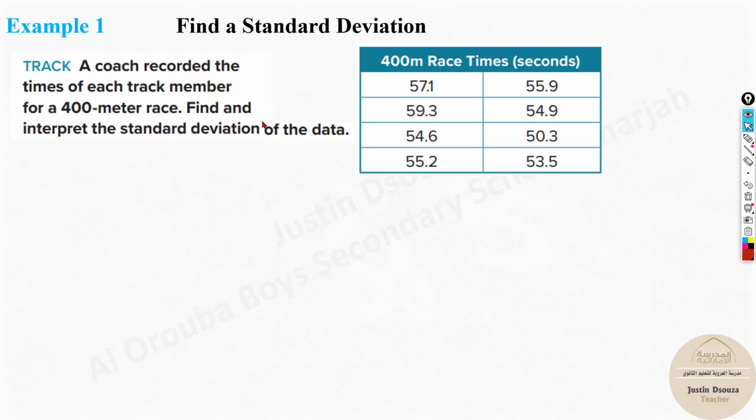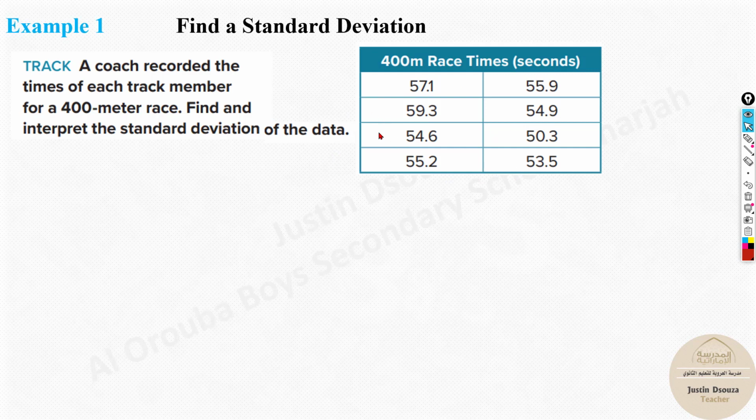The first problem is manual, without the calculator, and the next problems use calculators. All this, standard deviation and mean, can easily be found in the calculator. But before that, let's see here. A coach recorded the times of each track member for a 400-meter race. Find and interpret the standard deviation of the data. These are the values for the 400-meter race, the runners' timings.